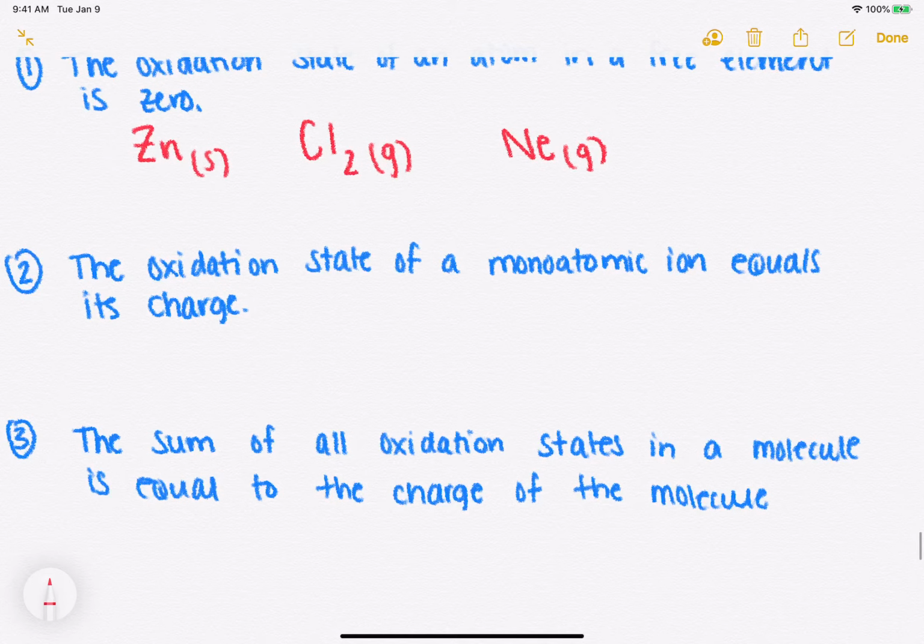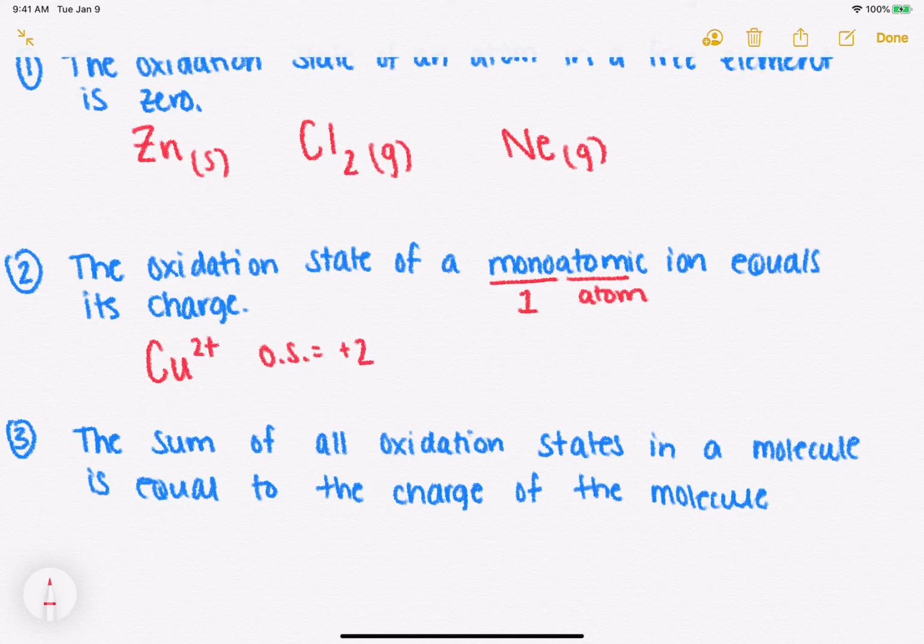Rule number 2: the oxidation state of a monoatomic ion equals its charge. A monoatomic ion: mono meaning one, atomic meaning atom. So ions that contain one atom have an oxidation state equal to the charge. That would be like Cu2+ would have an oxidation state of +2.